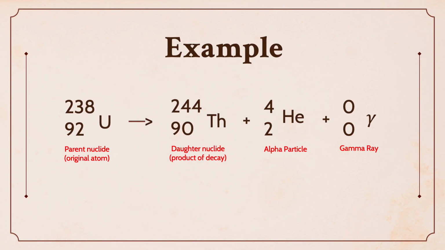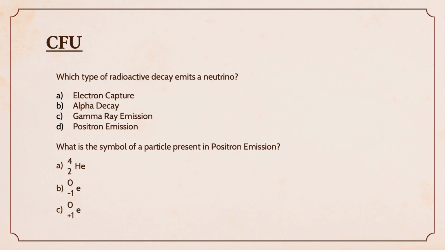Now let's see an example if we were to put gamma rays in an equation. Here we can see that the gamma ray doesn't do much to our equation. We have our parent nuclide uranium-238 and our resulting daughter nuclide thorium-244. This change in elements is due to the emission of an alpha particle. The only reason why we would include a gamma ray in an equation is if we needed to know about the presence of one. Here's a quick CFU over the different types of radioactive decay.